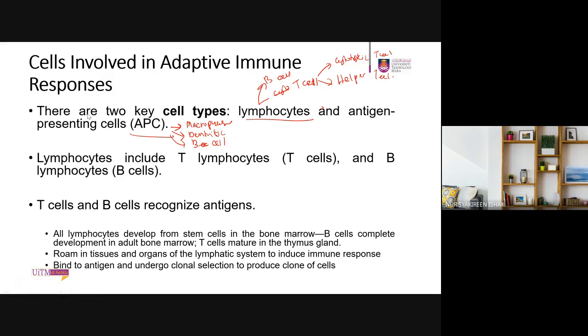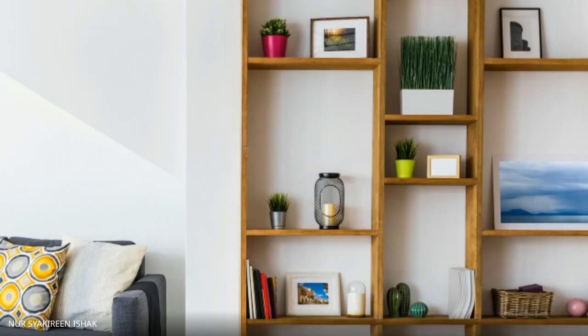Okay, so lymphocytes include T lymphocytes, T cells, and B lymphocytes, B cells. T cells and B cells recognize antigen. Sebab apa? Yang macam saya draw tadi, kalau B cell, dia punya structure dia bentuk Y shape. Macam tu. Bukan macam ni, macam ni, Y shape. So each one ni ada antigen binding site. Each of these antigen binding sites will bind to the same shape of antigen of the pathogen. Okay, ni B cell punya receptor.